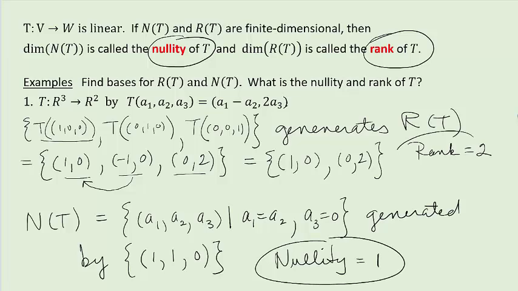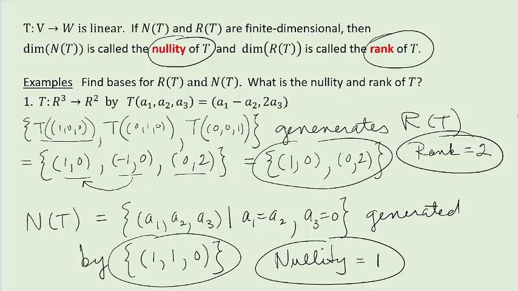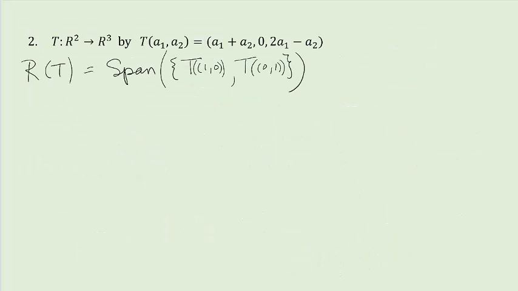The nullity is 1, the rank is 2, and we know a basis for each of the 2 subspaces. This linear transformation takes R2 to R3, and this tells us what it does. I should have put other parentheses in there. T of an ordered pair in R2 gives us an ordered triple, where the first coordinate is a1 plus a2, the second coordinate is 0, and the third is 2a1 minus a2.